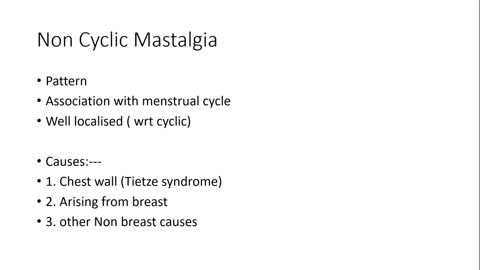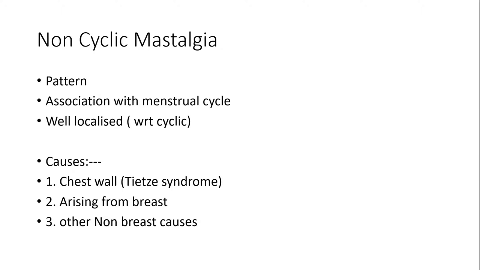Non-cyclic mastalgia: there is no fixed pattern and it is not associated with the menstrual cycle. It is usually well localized. Causes: chest wall causes like Tietze syndrome, that is a tender costochondral junction, just between ribs and cartilage, 1 to 2 centimeters lateral to the sternum.